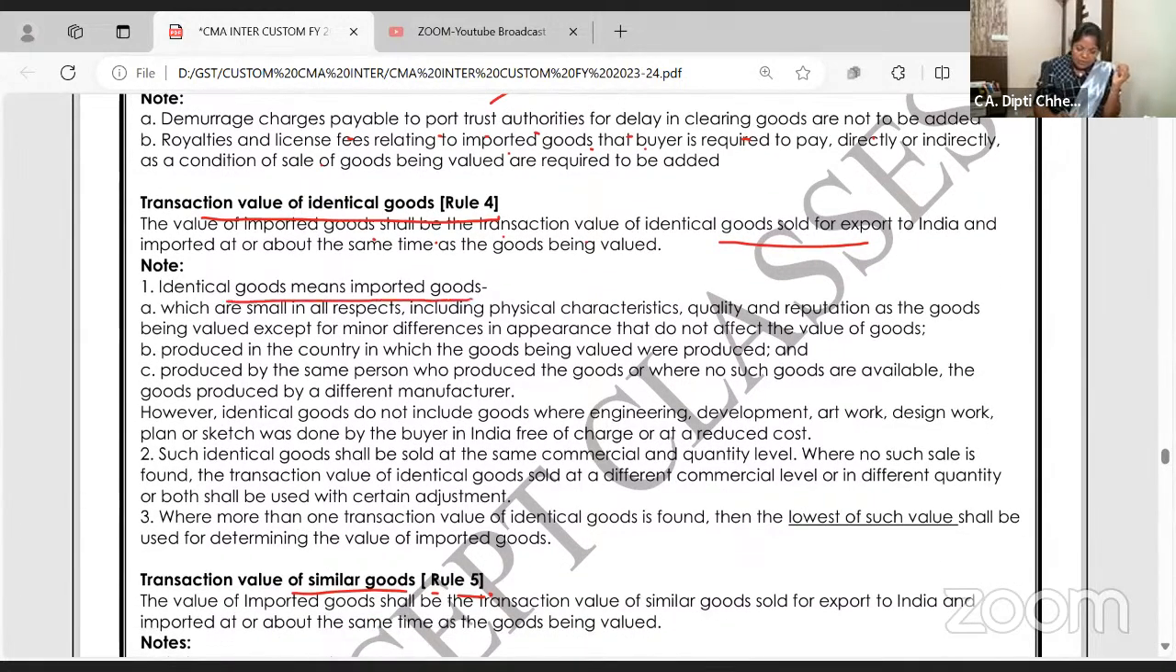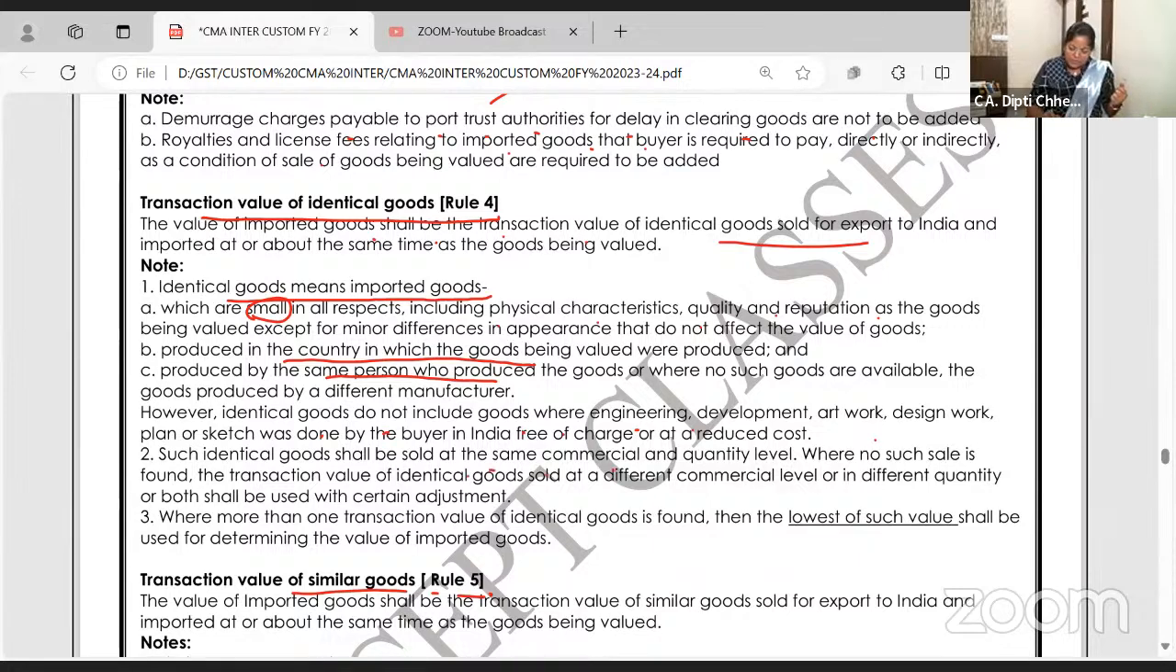Identical goods means goods which are the same in all respects, including physical characteristics, quantity and reputation, all produced in the same country. From the same country you are importing, from the same person. Identical goods do not include goods which are engineered, developed, or artwork, because those keep on changing.